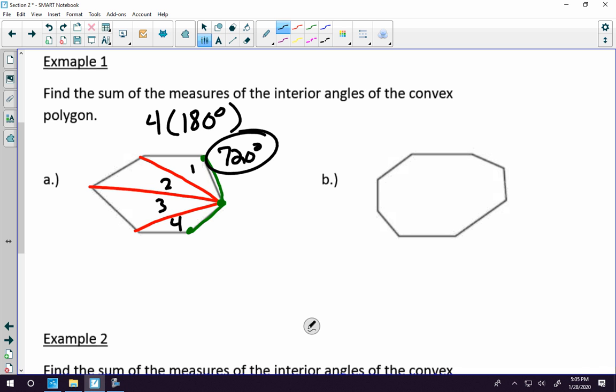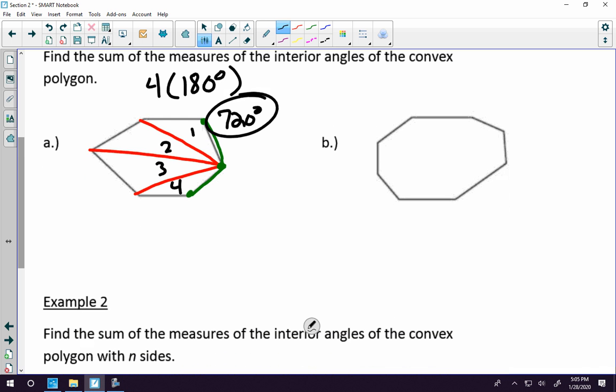Now, at some point, we're hoping, and we'll do this with letter B, that you can stop drawing these triangles and start to realize that however many sides this convex polygon has, the number of triangles will always be 2 less. Why? Because if you look back at letter A, if you look at the 2 green segments, when I went those 2 directions, it didn't create a triangle. That's where the minus 2 part comes in. Okay, so let's take a look at letter B.